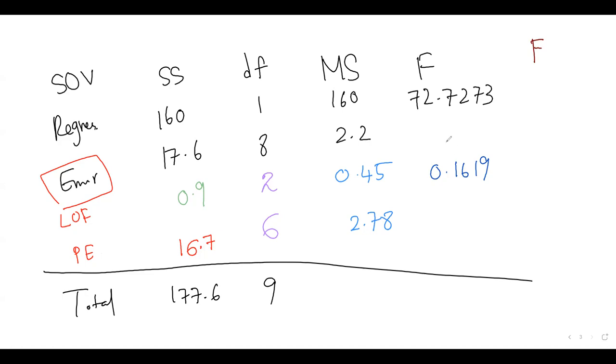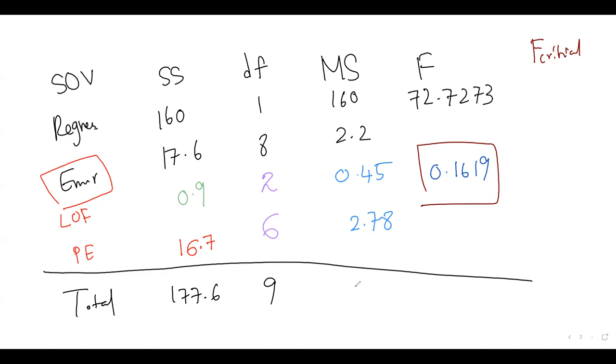So we are checking this one with F critical. This is for model significance. This is for model adequacy. Why? Because this is the lack of fit. This is the regression over error. This is for the significance. This is for the lack of fit, model adequacy, right?